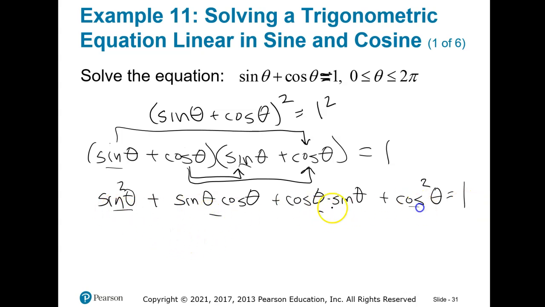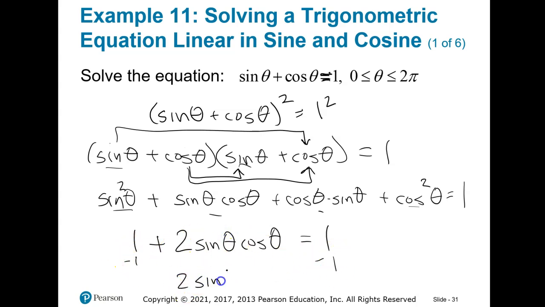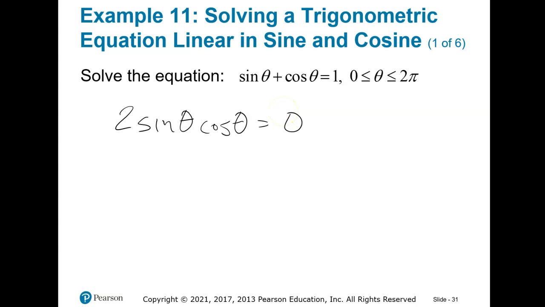Right, sine squared plus cosine squared is 1. So I get 1 plus sine cosine is the same as cosine sine. So I have 2 sine theta cosine theta. Alright, subtracting 1 from both sides, 2 sine theta cosine theta is equal to 0. Now, when we do this, our goal usually, not always, but usually is to get some type of multiplication equal to 0. And I have that. I have 2 sine theta times cosine theta equals 0.